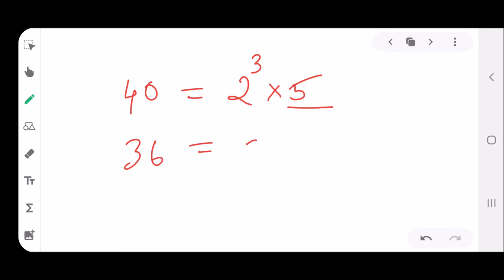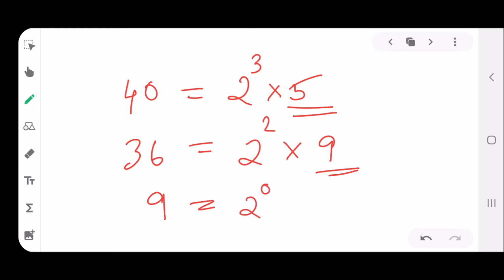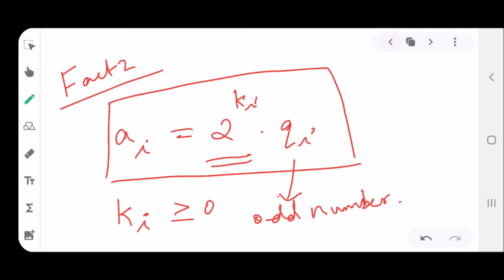Let's see some examples. 40 we can write as 2 to the power 3 into 5, where 5 is the odd number. What about 36? We can write it as 2 squared into 9, where 9 is the odd number. And 9 itself we can write as 2 to the power 0 into 9. In this way we can write every integer in this format. This is another fact that we are going to use.